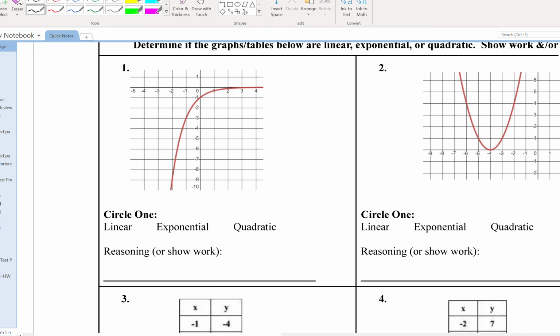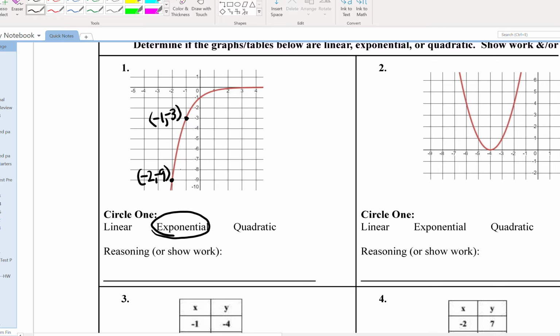This first one is exponential. And for exponential, I look at this point right here because it's a whole number. So this is -2 comma -9. And the next place I see where it crosses a whole number value is right up here at -1 comma -3.